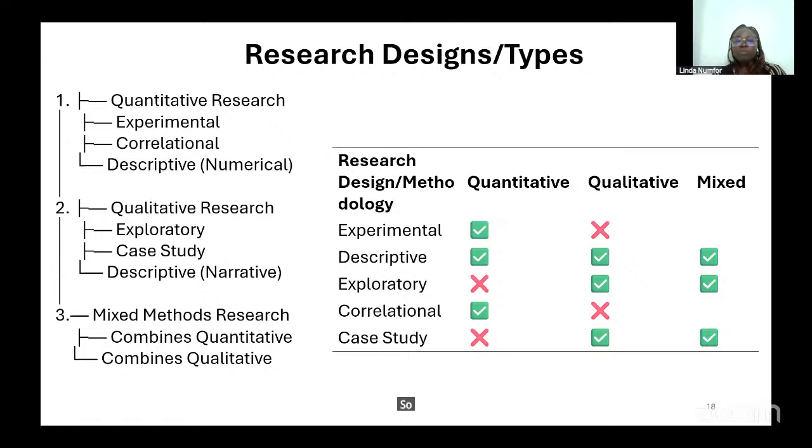So for example, if you want to do experimental methodology, you use quantitative. For descriptive, you can use either a quantitative or qualitative method. For exploratory, you can use qualitative and you can use mixed, which means there'll be some quantitative methods in it. And correlational, you have quantitative. For a case study, you could have qualitative mixed with some quantitative within.